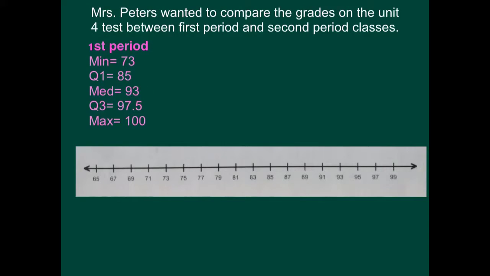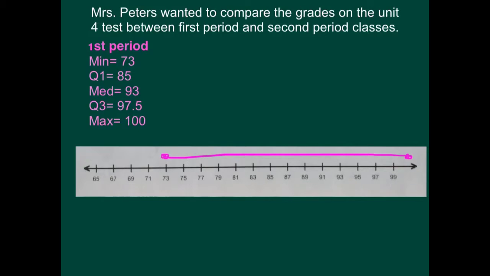All right, so I've got a number line here, and we're going to look at both sets of data against this number line, but we're going to just start with first period. Now I'm going to make what's called a box and whisker, and a box and whisker uses my 5-number summary and draws a picture of it for me. So with that said, I'm going to start with my minimum, which was 73, my maximum, which was 100, and I draw a line between them.